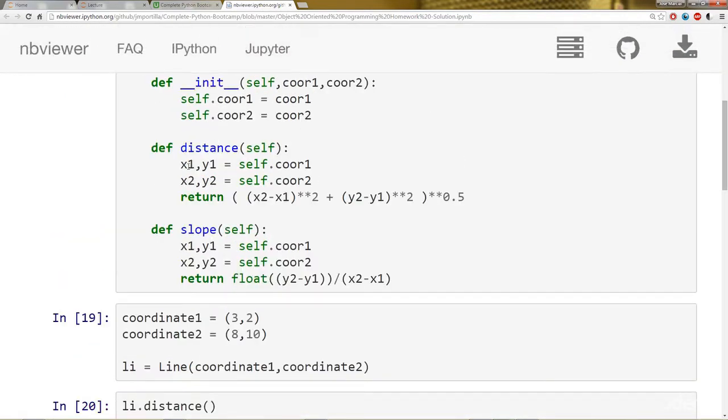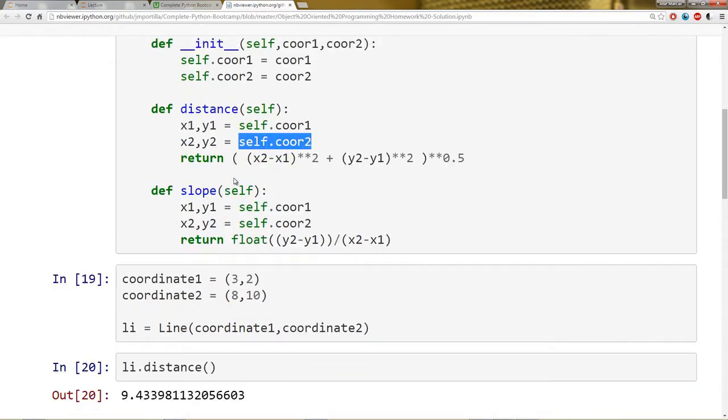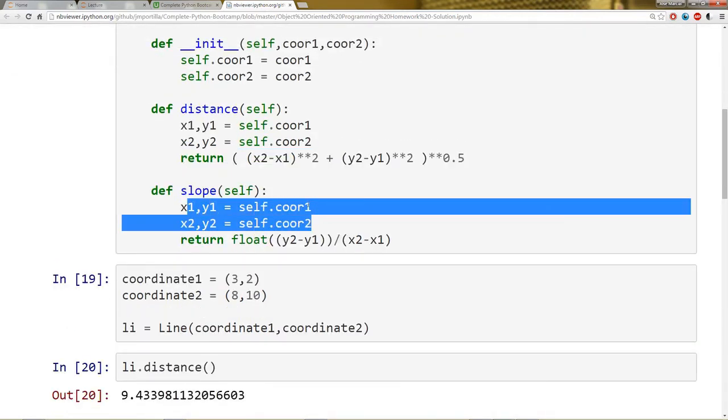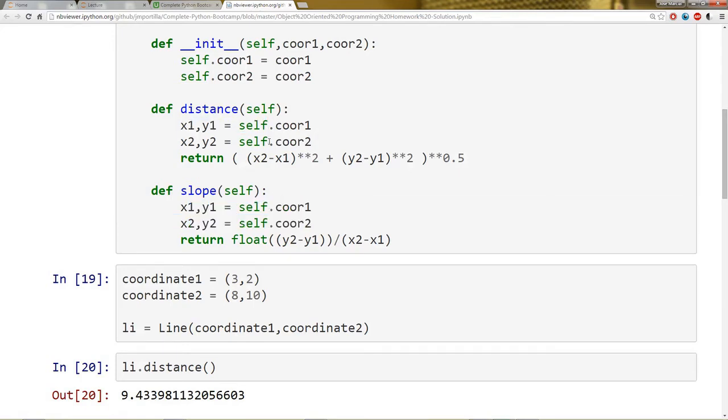After that, for the distance method, what I did was unpack the tuple using x1 and y1. You may have used indexing to do that. And then I did the same thing for x2 and y2, unpack that tuple. And then for slope, I did the exact same thing. You may have had this unpacking or assignments in another part of your code, but I had them within each method, just duplicated for readability.